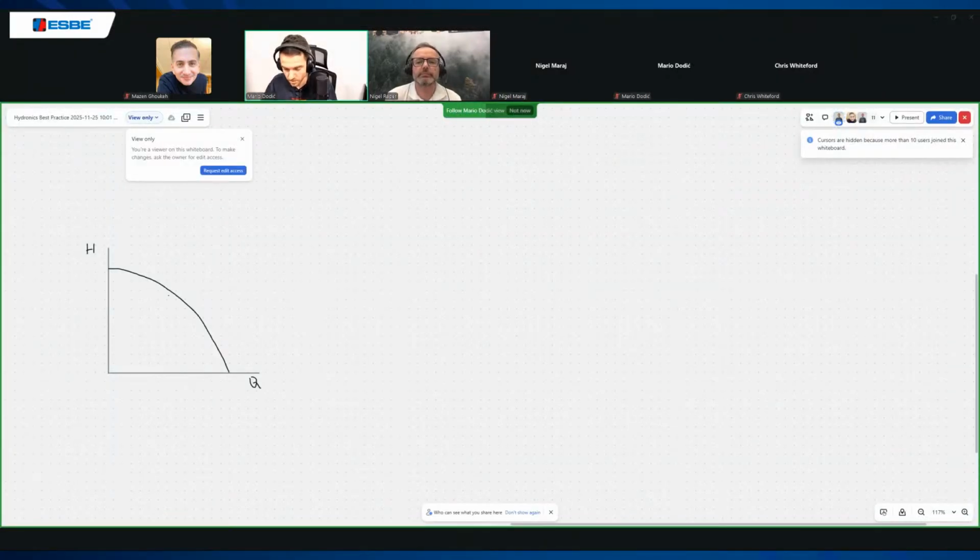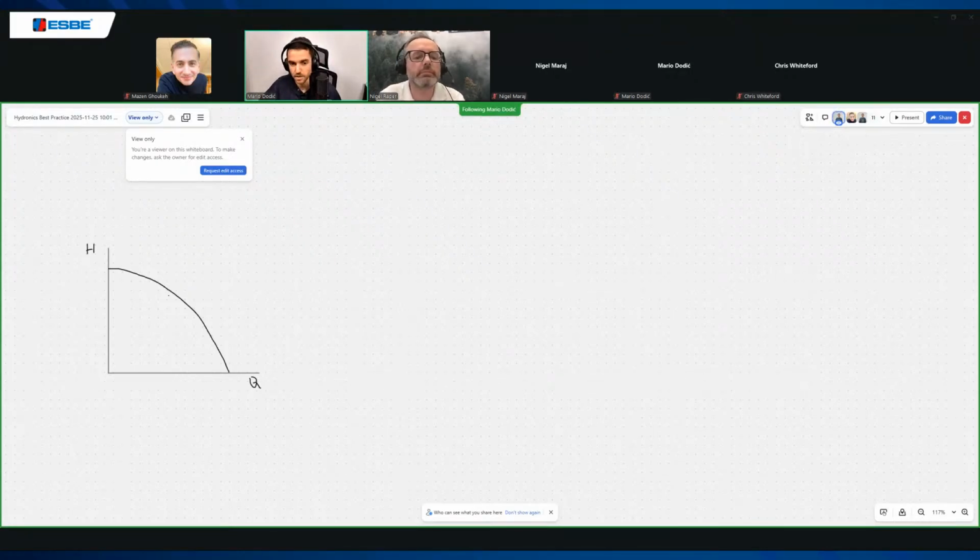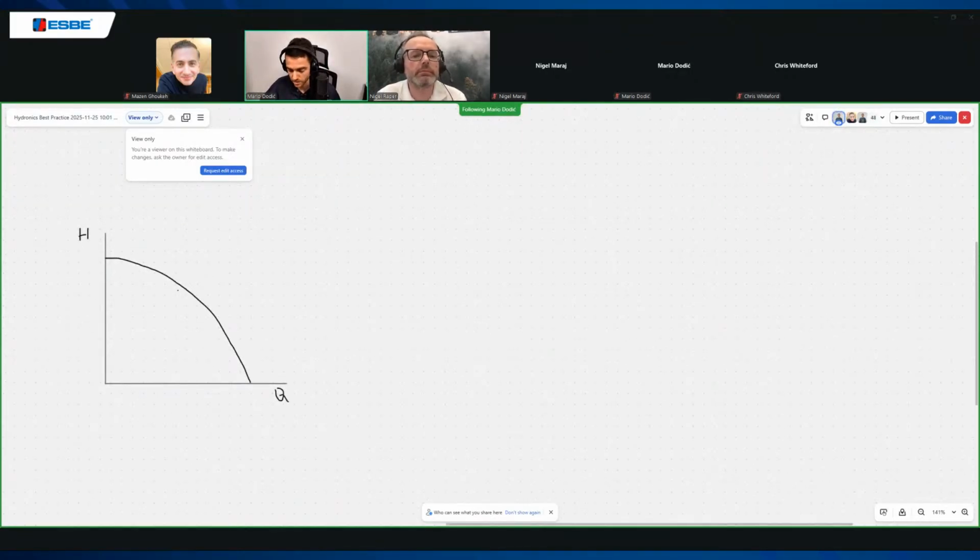So here is the whiteboard. And here you can see pump characteristics. So this is pump characteristic. What is important? It is important that, let's say, we have duty point here. So duty point. What is the duty point? It is the intersection between our system and our pump curve. So this is our system. So this is system.